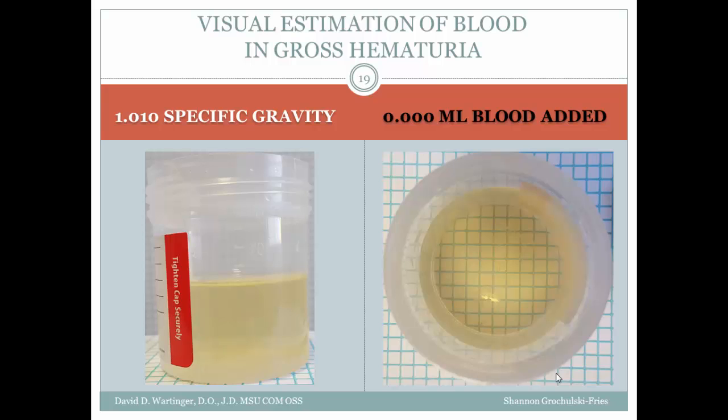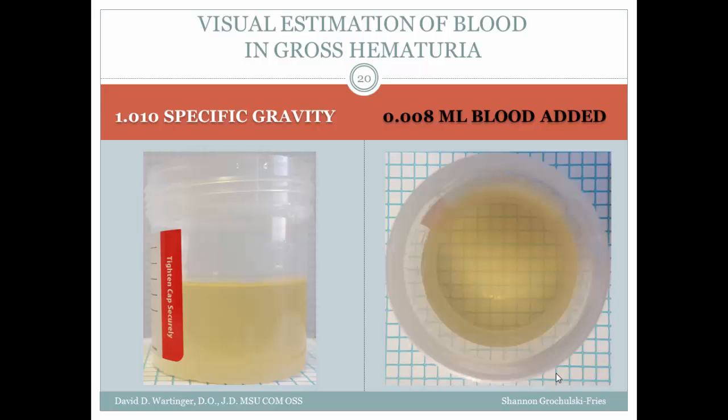The next 12 slides are photographic pairs of specimens utilizing unrestricted fluid intake, specific gravity 1.010 urine with increasing amounts of added anticoagulated blood. Since specific gravity 1.010 urine has a distinctly yellow color and semi-opaque light transmission, significant change of specimen opacity occurs with minimal added blood. Patients describe this specimen as, quote, lemonade, unquote.